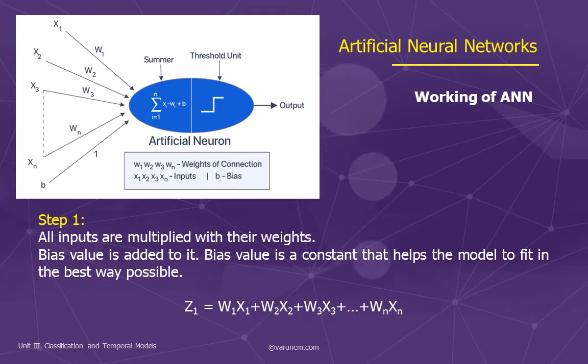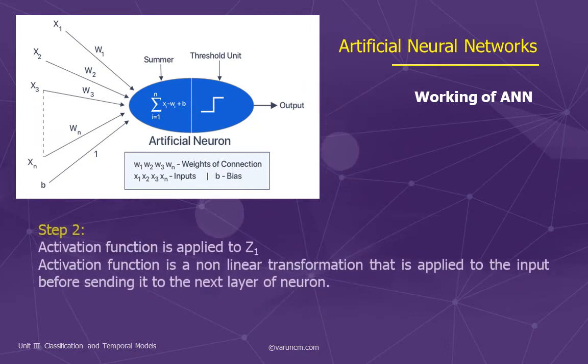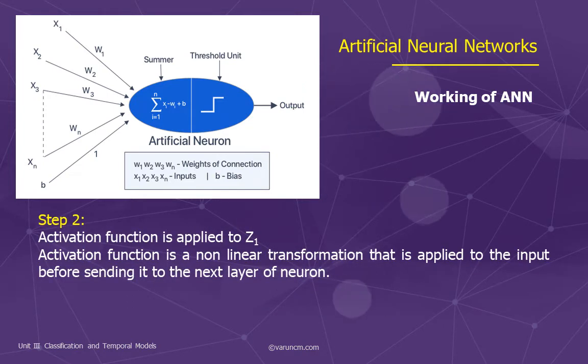When these values are calculated, it is easy to calculate the value of Z1 using this particular formula. Z1 is equal to the summation of all the products we get by multiplying the inputs and the weights. Once this value is calculated, we can move to step 2, where you apply the activation function to Z1.